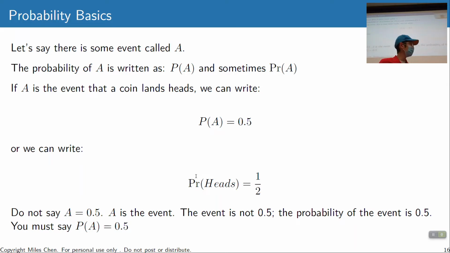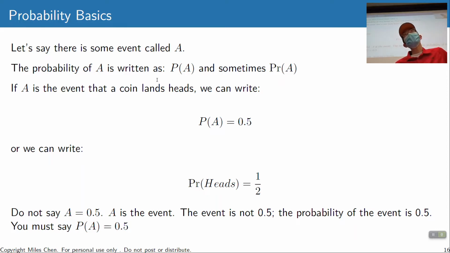All right, so let's just say there's some event A. It could stand for whatever we want. And we talk about the probability of that event A. We say the probability of A is P of A or PR of A. And this just stands for the probability of A. And in the future, whenever I see this, I'm going to probably just read it as probability of A.